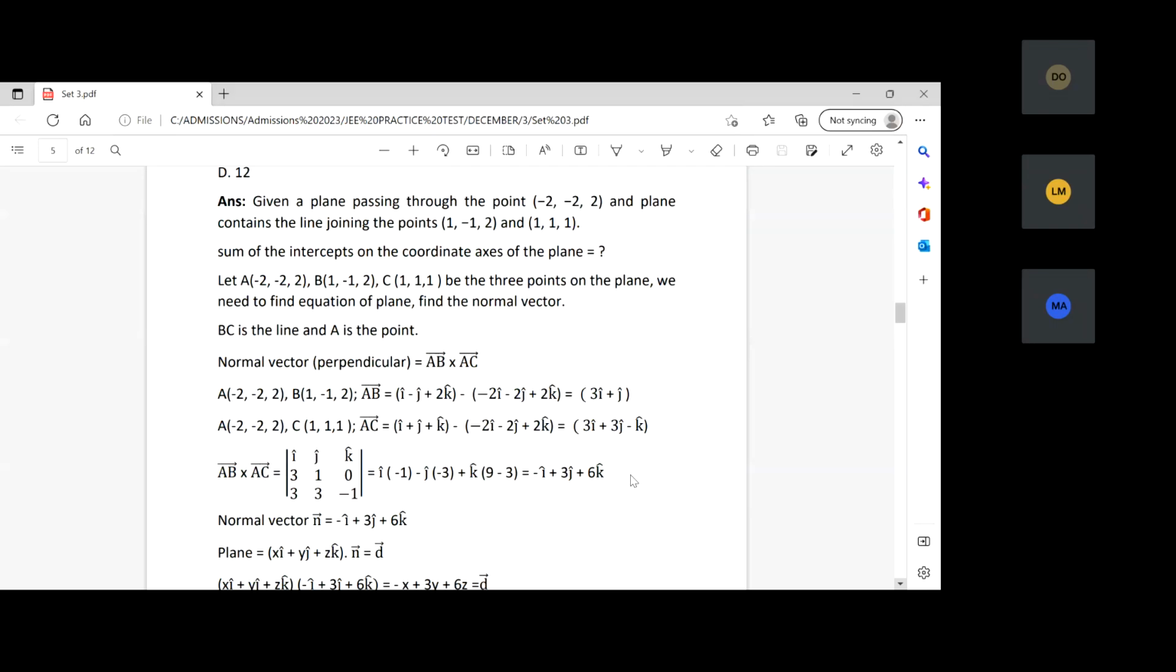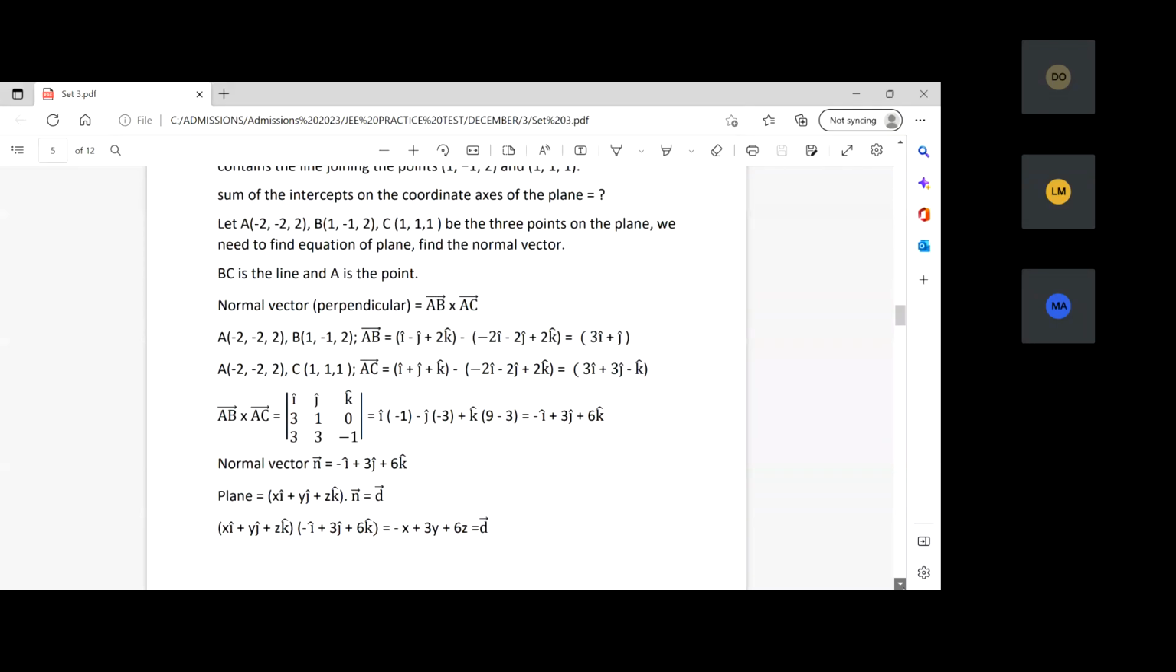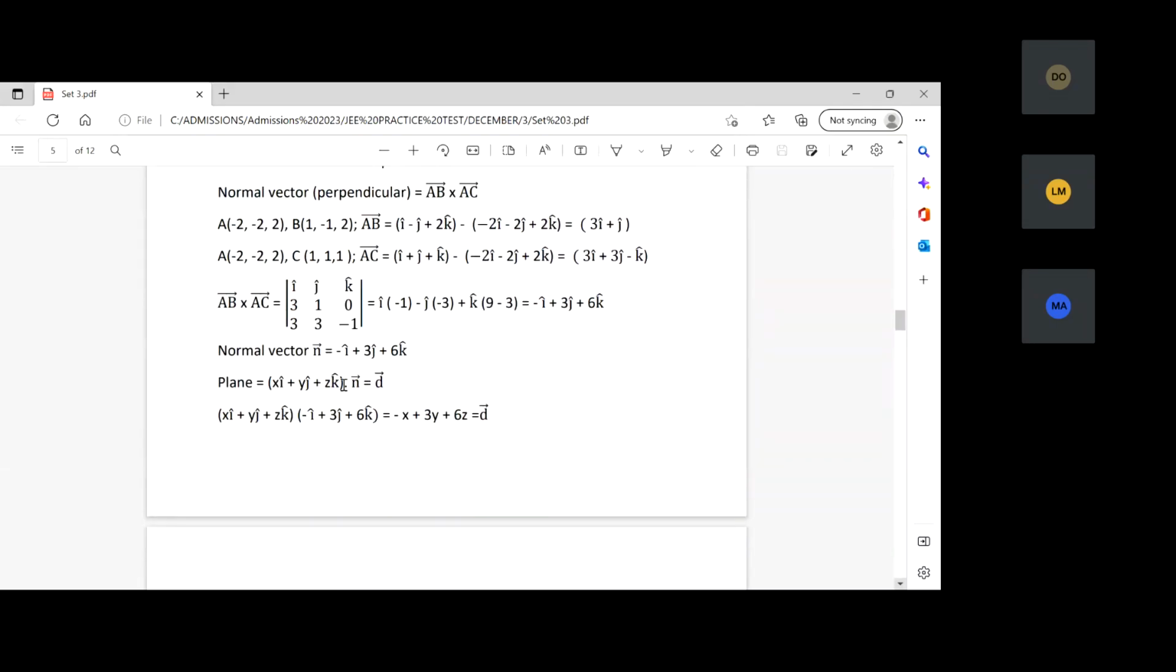So once you have the value of n, you know the equation, right? The general format. What is it? It's xi plus yj plus zk dot n, that is a normal vector, is equal to d. Now what we can do is, we have the value of n, we can substitute it here. We can try to find out this value of d.